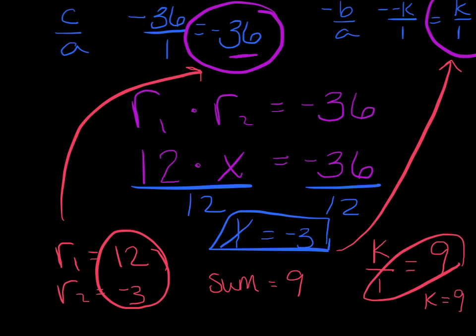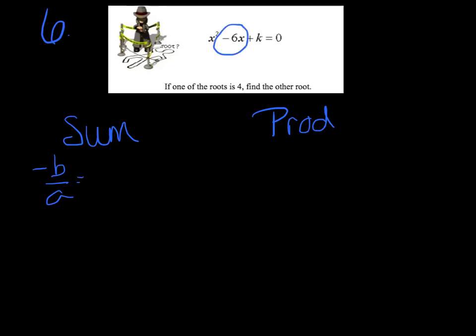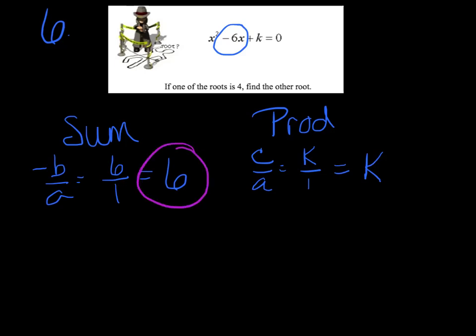Let's try one more. x squared minus 6x plus k equals 0. If one of the roots is 4, find the other root. All right, so I'll start with the two things I always have, my sum and my product. Sum, negative b over a. So in this case, my b is negative 6, so negative negative 6 is a positive 6 over 1. So I know the two roots are going to add to 6. My product is c over a, which in this case is k over 1. So I don't really know my product, but I do know the sum.